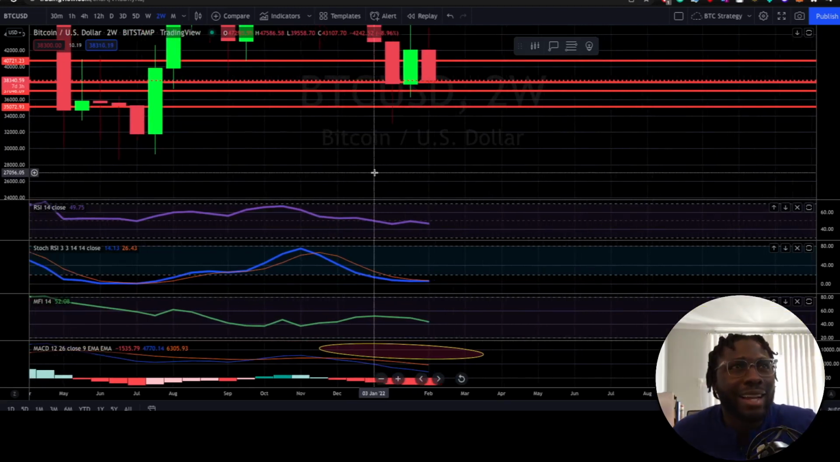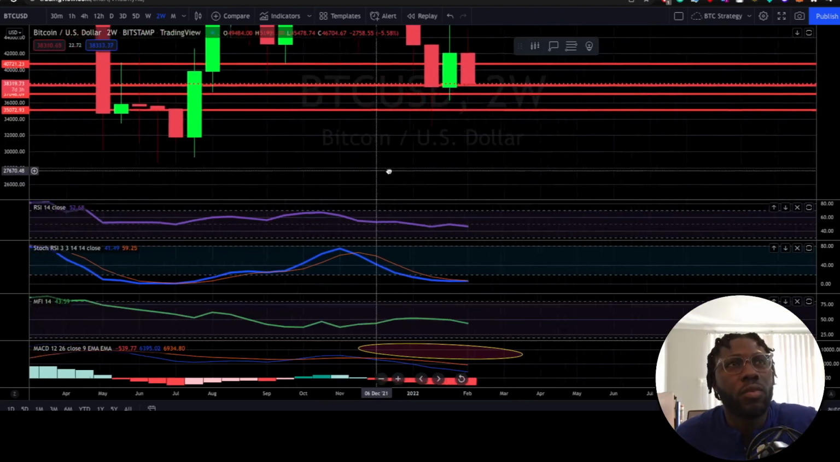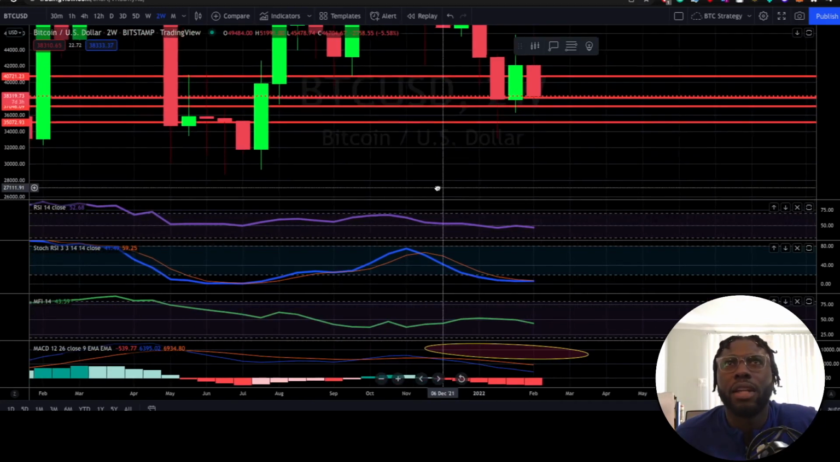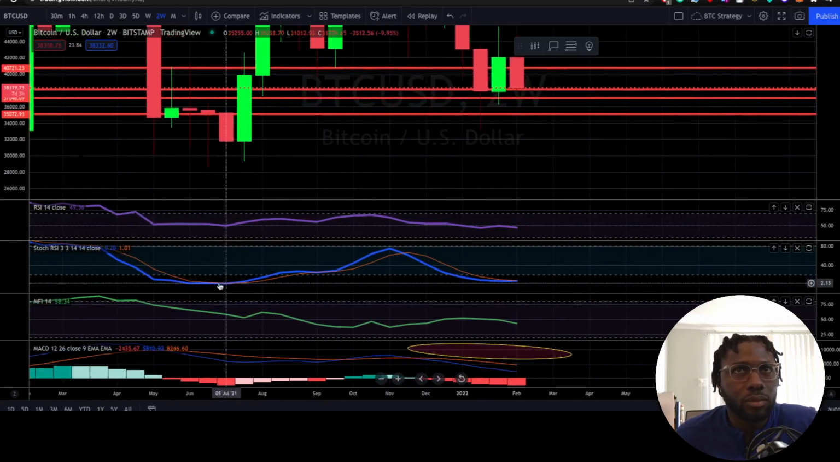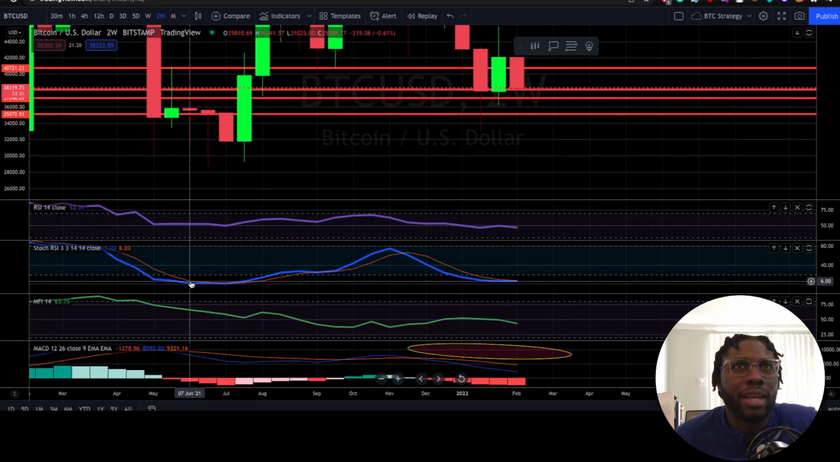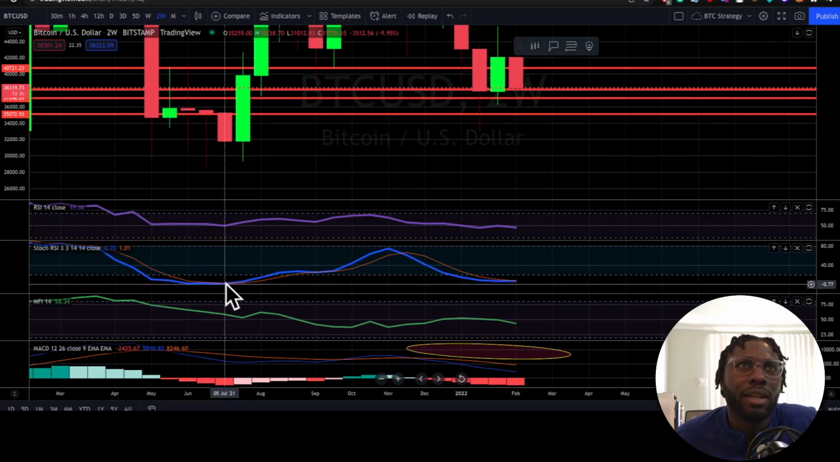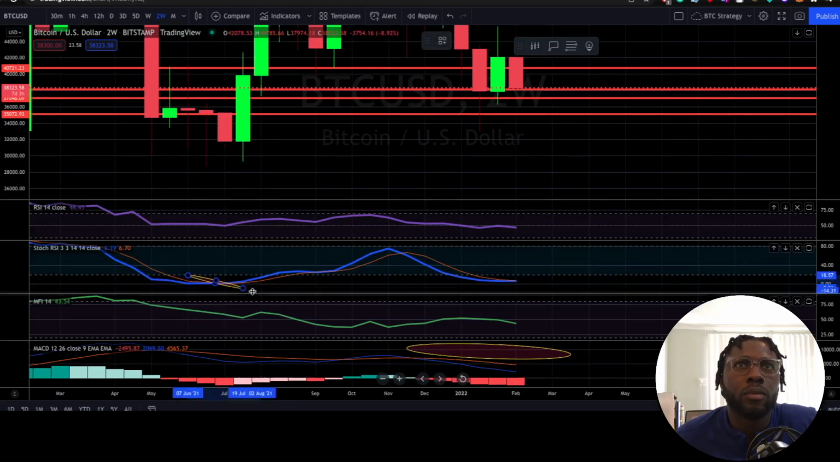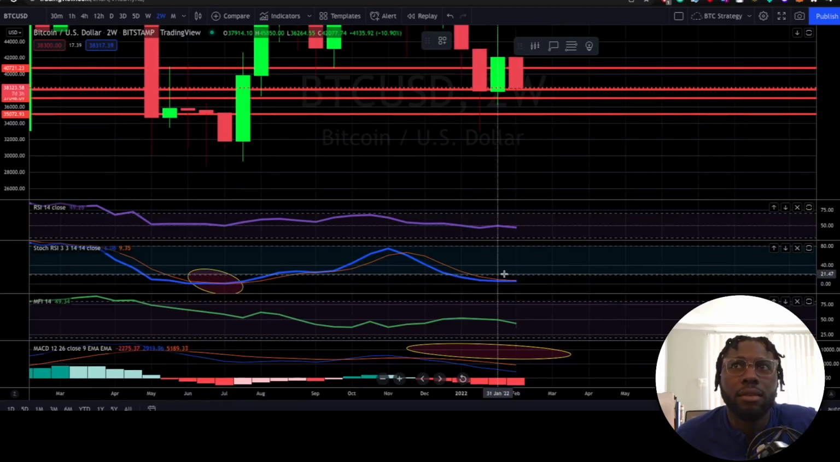Alright, so here's my analysis. Looking at the 2 week chart, I'm going to look at the stochastic RSI. In the past, let's look at what happened back in June 2021. You can see we had a little fake out here, so let me draw a little line right there. Then today, looking at right here.